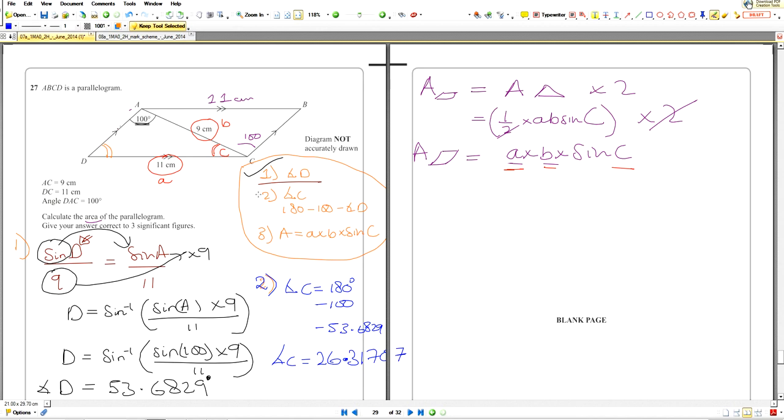Now that we've done the second part here, we can now work out the third part, which is over here. So let's switch to another color again. We say the area of the parallelogram was the area of the triangle times by 2. The area of the triangle is this. When you double it, it cancels the half, and we're left with this. Our little a is 11, our little b is 9 in this particular part, and then the sine of angle C. What's angle C? 26.31707. So the area of this parallelogram is equal to all of that.